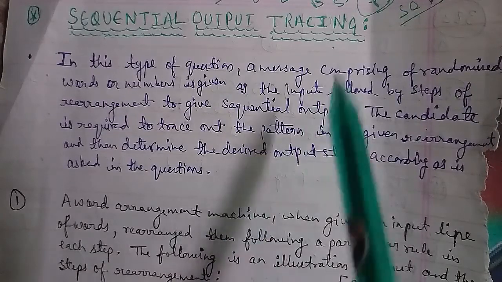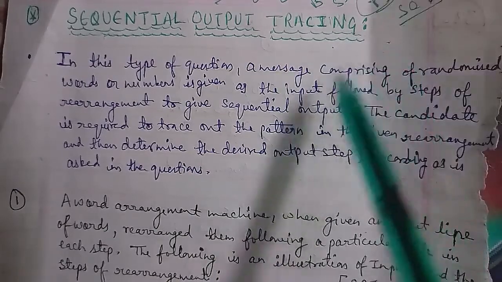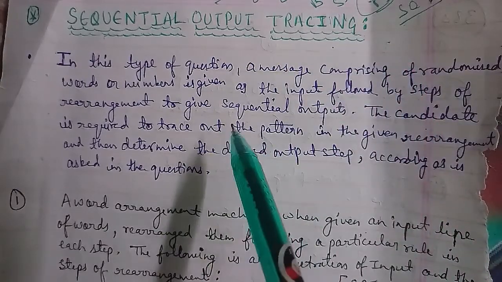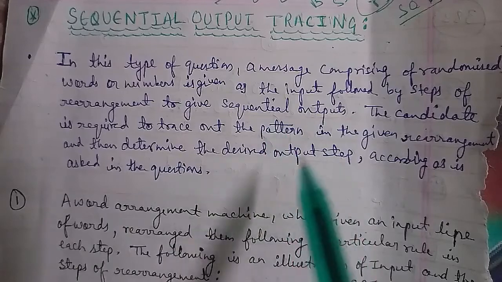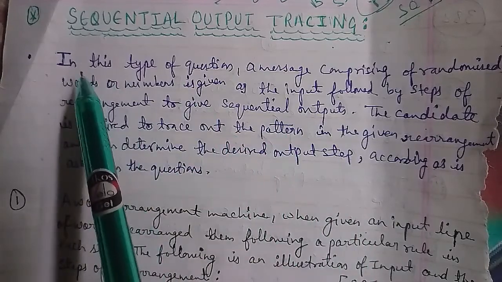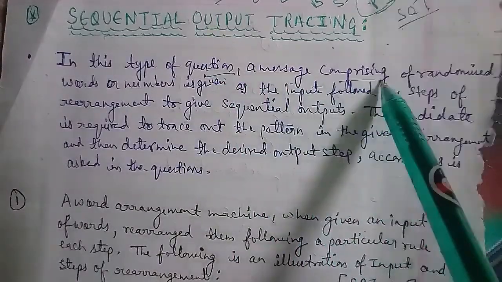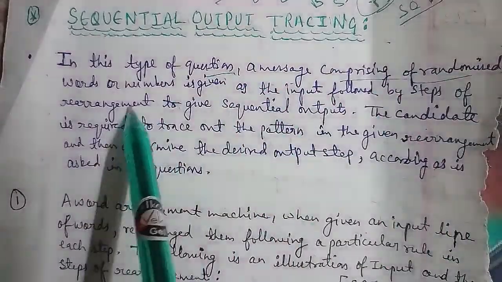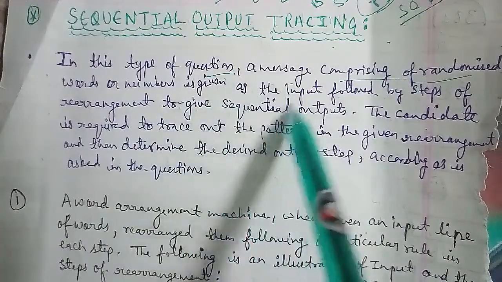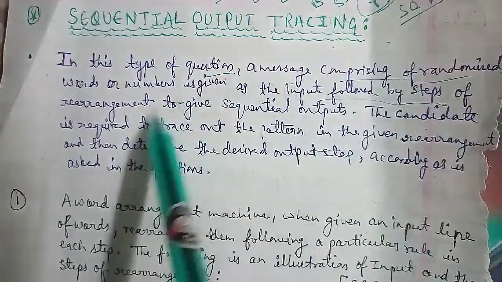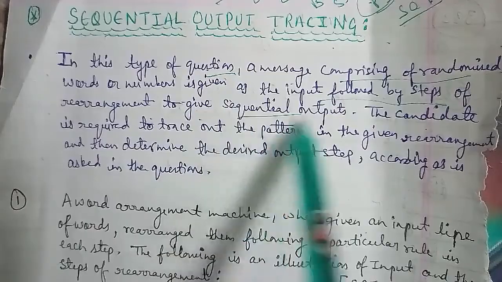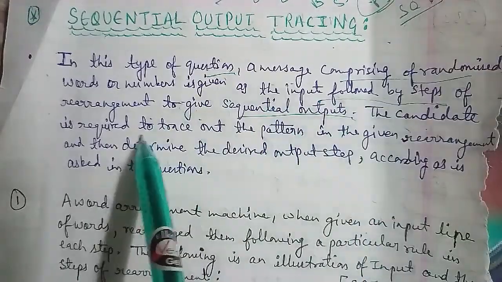In sequential output tracing, in this type of question, a message comprising randomized words or numbers is given as input, followed by the steps of rearrangement to give the sequential output. The candidate is required to trace out the pattern in the given rearrangement and then determine the desired output step as asked in the question.